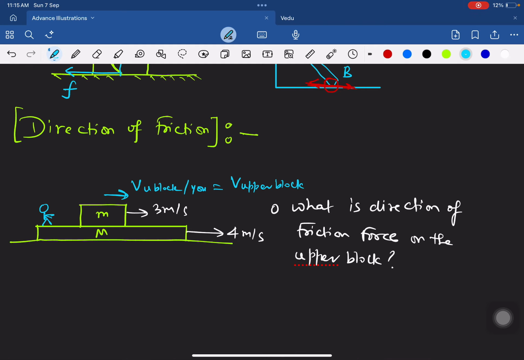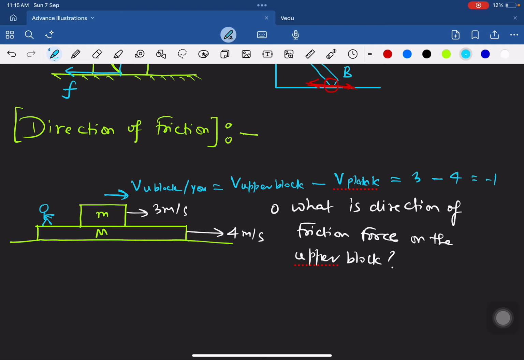Later I will tell you my method, and you will never have to worry about all the things that I am doing right now. So, velocity of the upper block minus velocity of what, the plank. The velocity of the upper block is how much, guys? 3. And this one is how much? 4, in the same direction. So 3 minus 4 is minus 1.